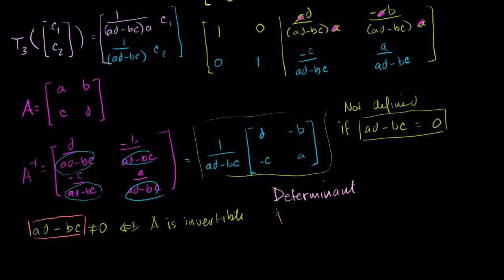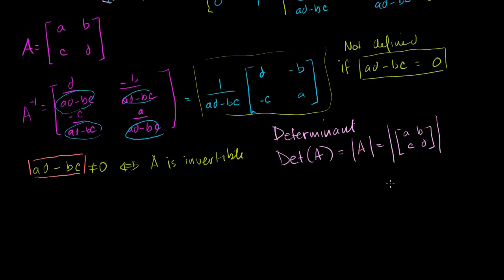So the determinant of A is also written like this with these little straight lines around A, and you could also write it like this, A, B, C, D. But most people think it's redundant to have both brackets and these lines, so they just write the lines around A, B, C, D.